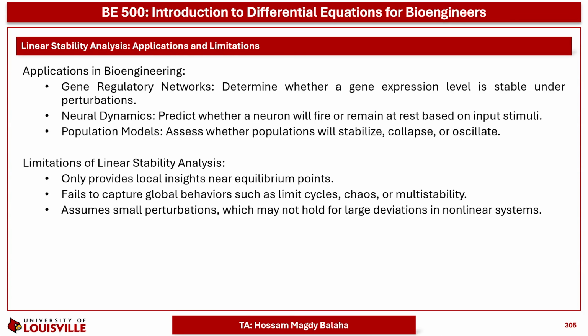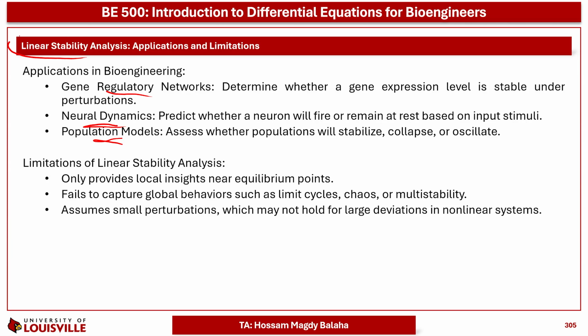As noted earlier, we are using stability analysis, especially linear stability analysis, in multiple applications such as gene regulatory networks, where we are going to determine whether a gene expression level is stable under perturbations. Neural dynamics, where we are going to predict whether a neuron will fire or remain at rest based on the input stimuli. Population modeling, where we are assessing whether populations will stabilize, collapse, or oscillate.